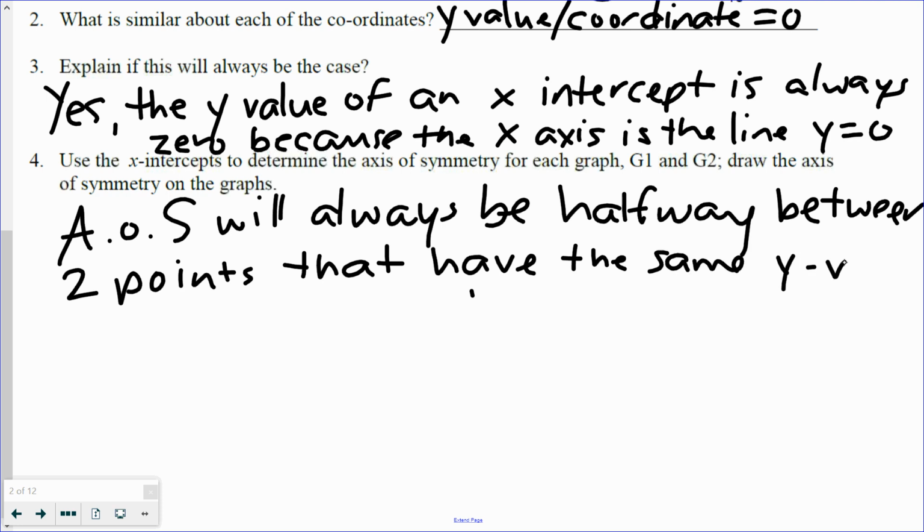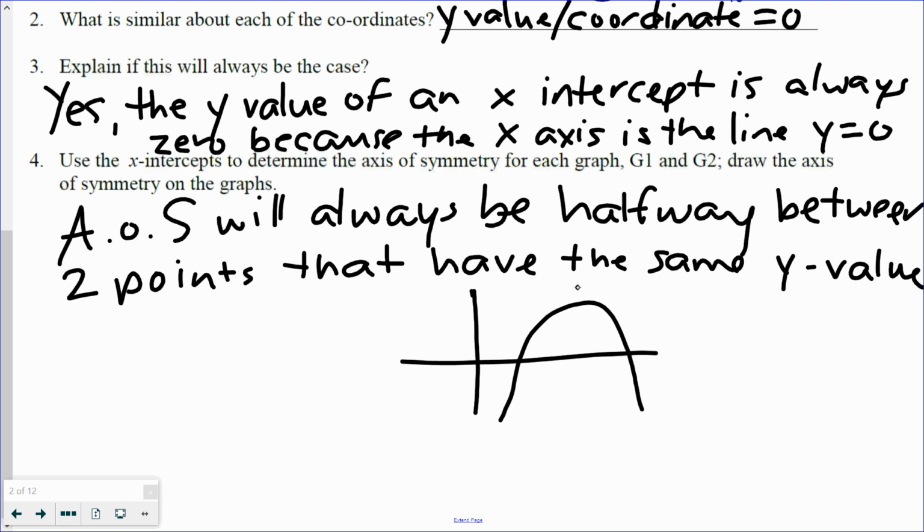y value. You don't have to draw this out, but if we had a parabola here, your axis, that's really badly drawn parabola, and that's even worse drawn axis of symmetry. But again, it should be where it folds over. Any points that have the same y value will be the same distance from your axis of symmetry. If those have a y value of 1, they're going to be the same distance. If these have a y value of 2, they're going to be the same distance. That's what I mean by your axis of symmetry is always halfway between 2 points that have the same y value.